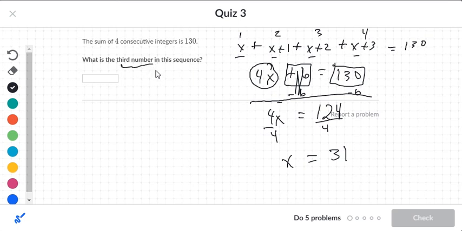You want to find the third number, so the third one is x plus 2. Your third number is based on 3, and that's x plus 2. So x is equal to 31. So 31 plus 2 is 33. So 33 should be your answer.